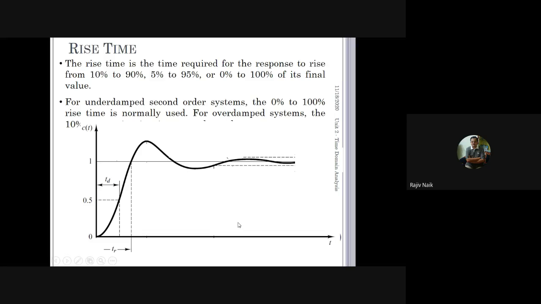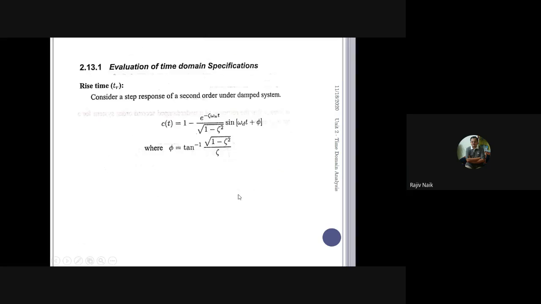So tr can be found by the equation tr equals pi minus phi divided by omega d, where omega d is the damped frequency value I have put. What is the phi value? We have already substituted earlier. Phi is tan inverse of root of 1 minus zeta square divided by zeta. See here, this is the value of phi. So you substitute here and you will get it.